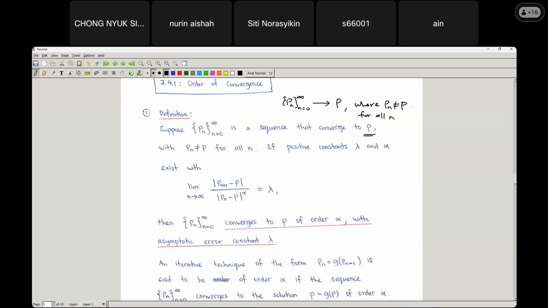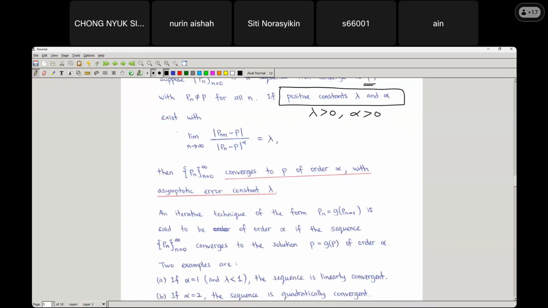Now, if positive constants lambda and alpha exist, so we know that these two constants, alpha and lambda, are positive numbers. That means lambda is greater than 0 and alpha is also greater than 0, so they are positive constants. And we have this limit, which you have to remember. This is the limit when n approaches infinity.